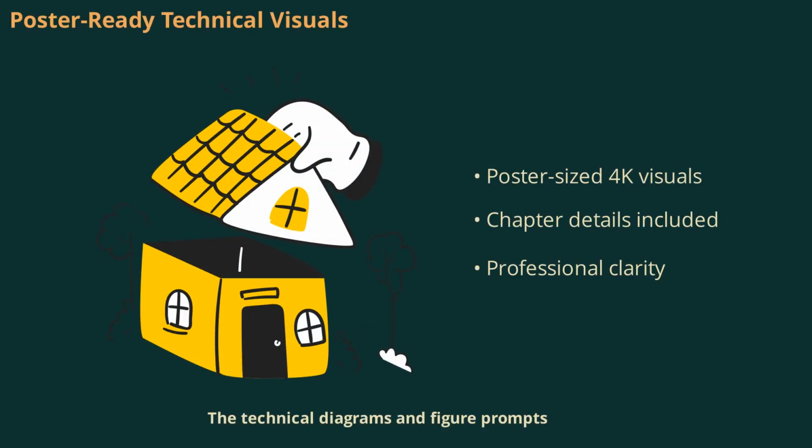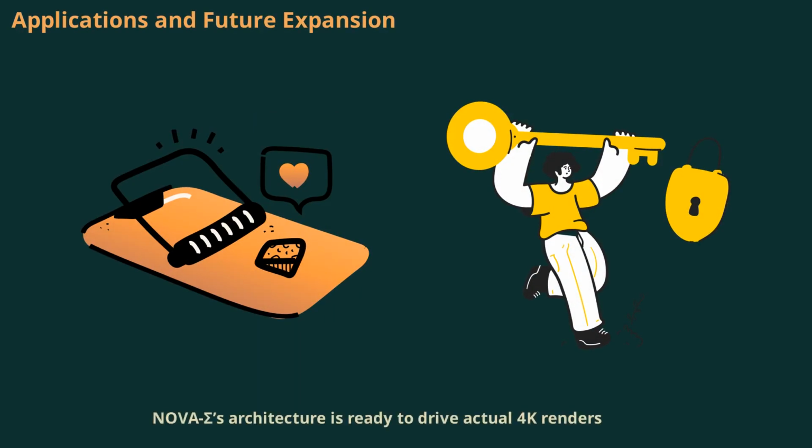Technical diagrams and figure prompts are designed for poster-sized 4K generation, making them suitable for both educational and professional use. Each visual is accompanied by chapter details and precise annotations, ensuring clarity and accessibility for audiences ranging from engineers to enthusiasts. NOVA-Sigma's architecture is ready to drive actual 4K renders, be expanded into classified program books, and serve as a reference for patents, videos, and posters. The system's scalability and adaptability make it a prime candidate for future aerospace, defense, and scientific applications, pushing the boundaries of what's possible in field-driven mobility.